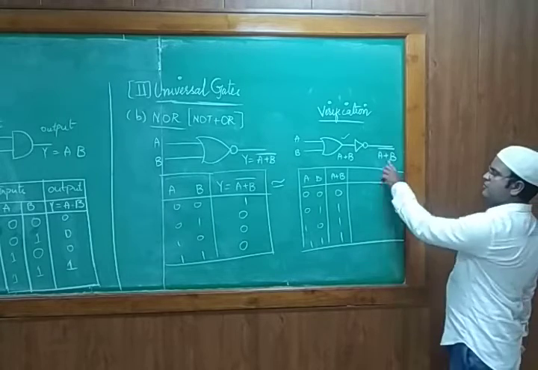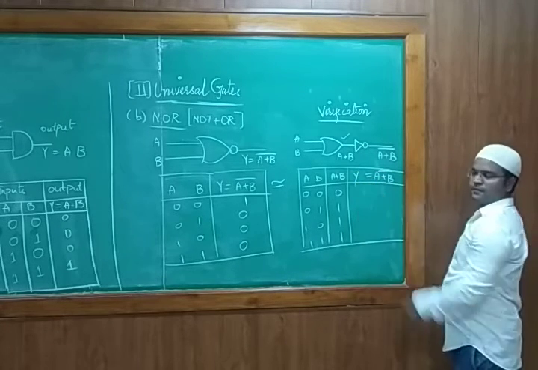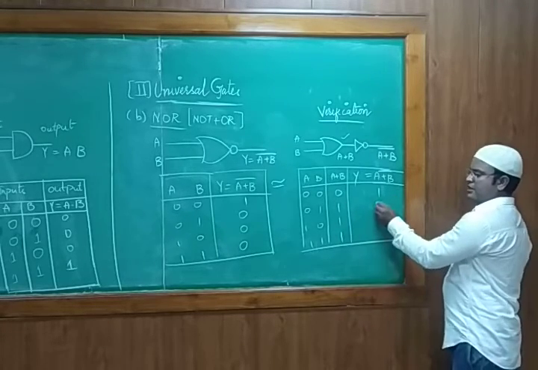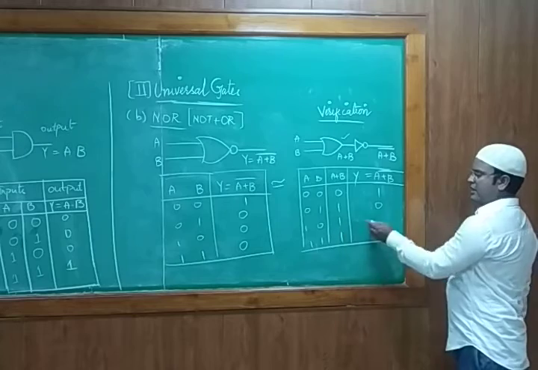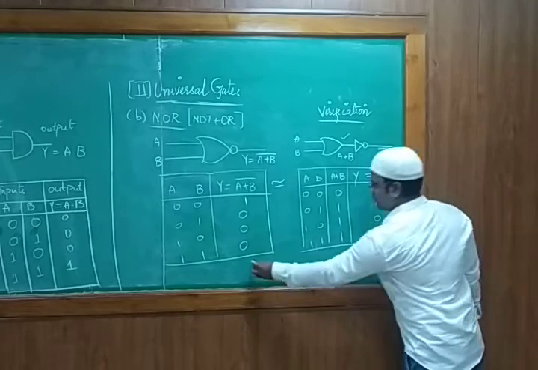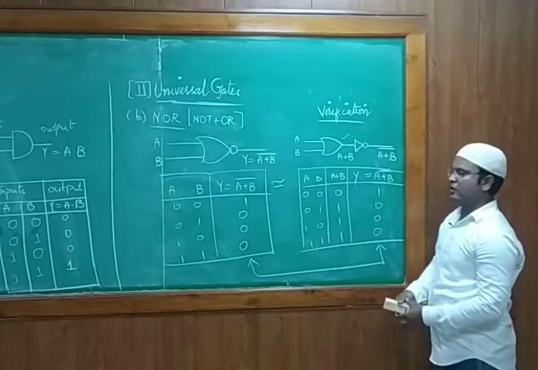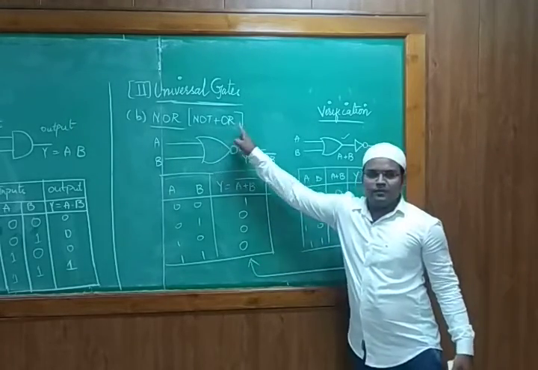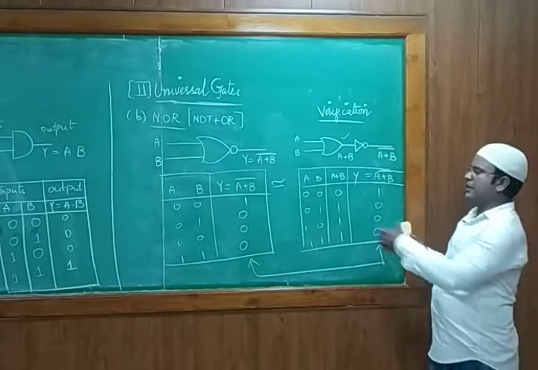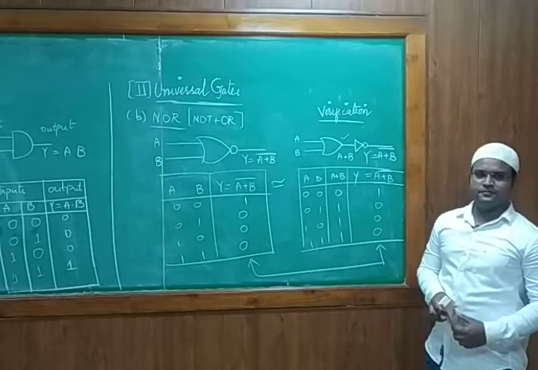Now next we go for the complement, A plus B bar, that is Y. If it is 0 I mention 1, if it is 1 I mention 0. So as we can compare these two, it's exactly the same as the previous one. So I can say that this NOT plus OR is equivalent to A plus B bar. So this is the actual output of the second universal gate.